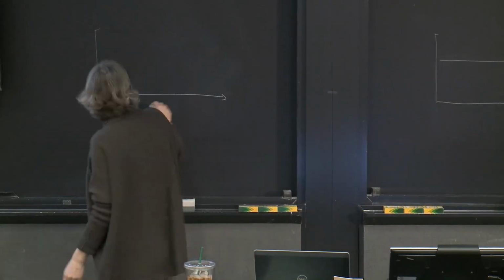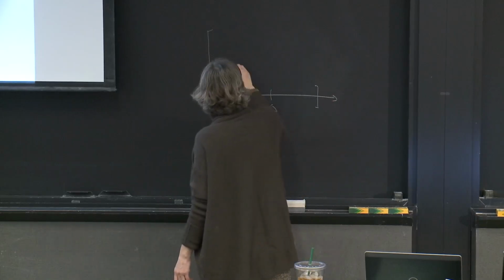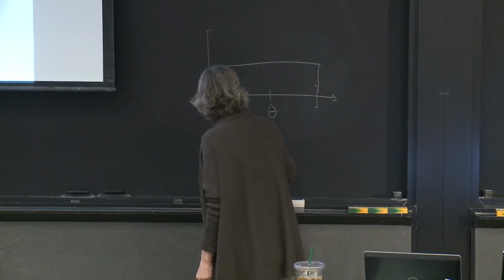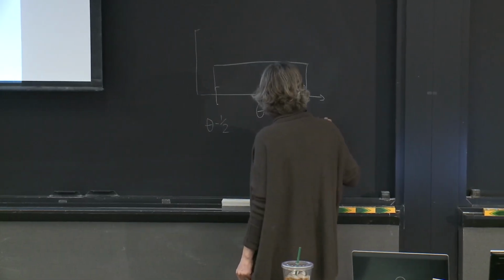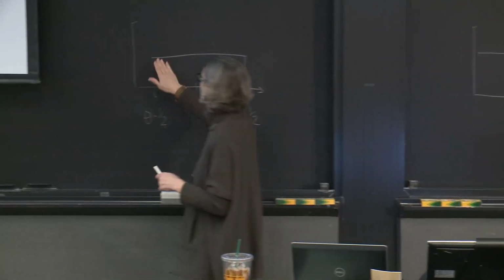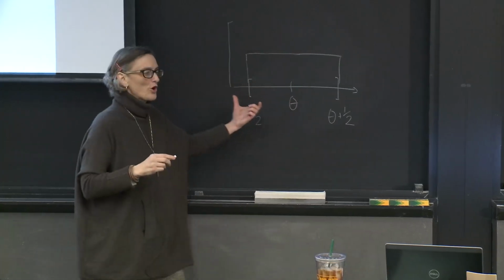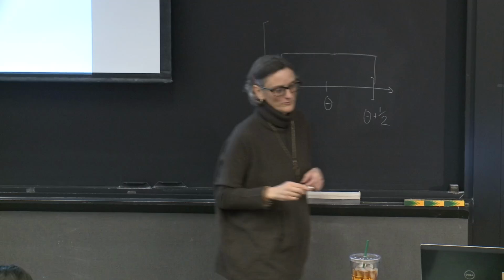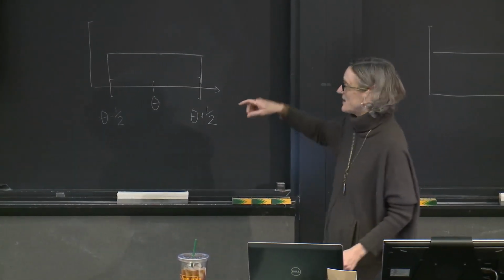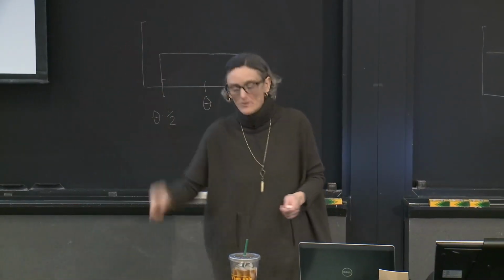Okay? So this is theta minus 1/2 up to theta plus 1/2. So this is our uniform distribution. We're interested in estimating the unknown parameter theta. The unknown parameter theta just determines the location of this interval. Okay? And since the interval is length 1, the PDF is always equal to 1 in the interval, 0 otherwise.